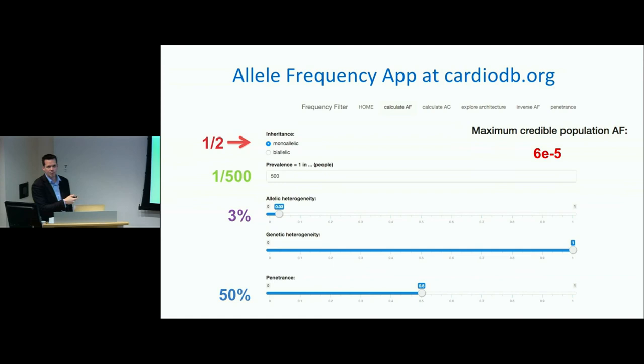For those of you who are interested in calculating this or playing around with a whole bunch of different parameters and seeing how those change that threshold, our collaborator James Ware has built an app at cardiodb.org. Despite the name, it is actually applicable to any disease, not just cardiac disease.